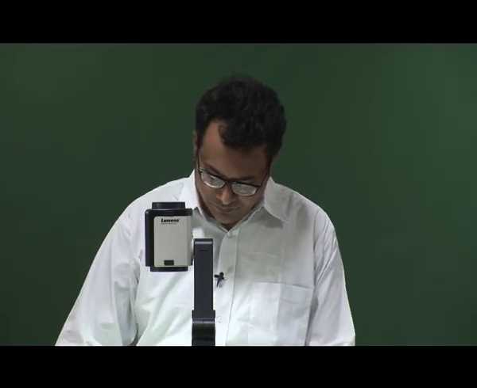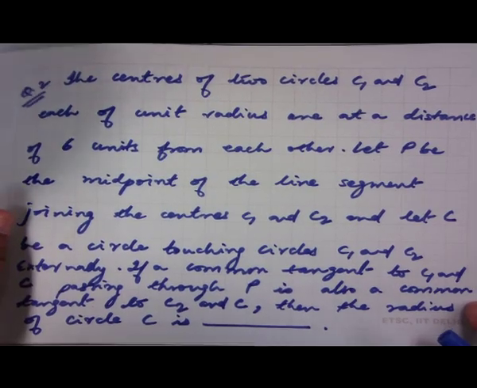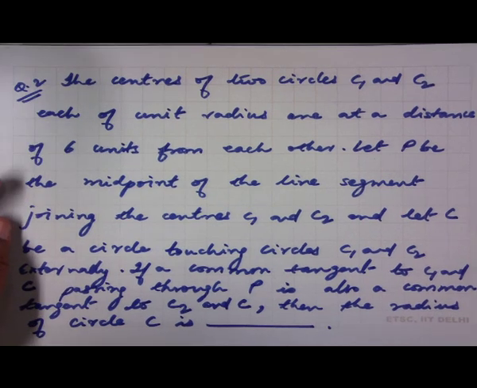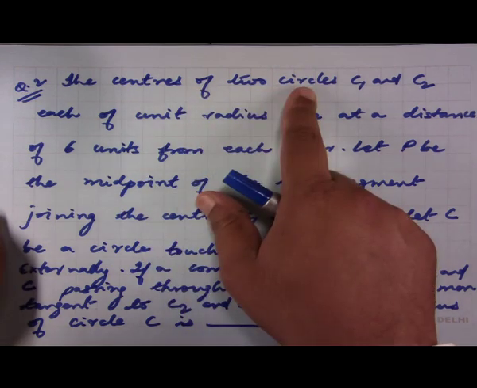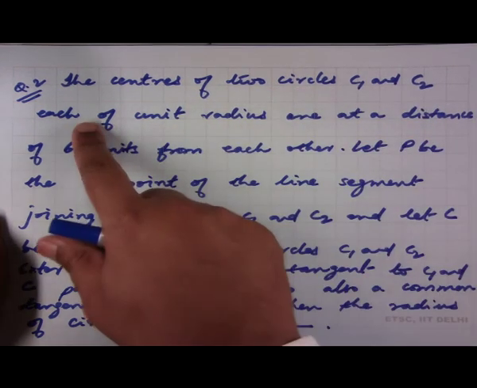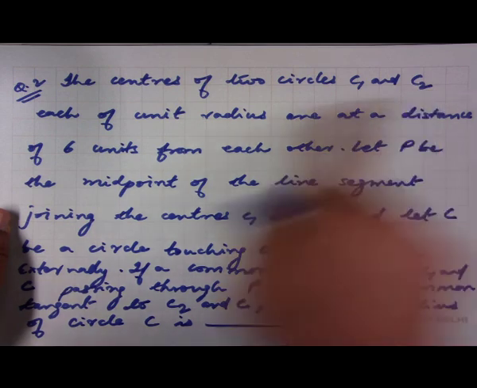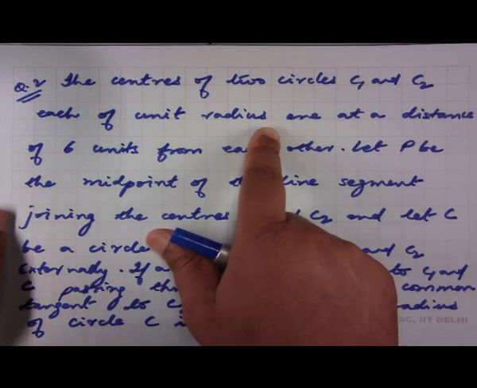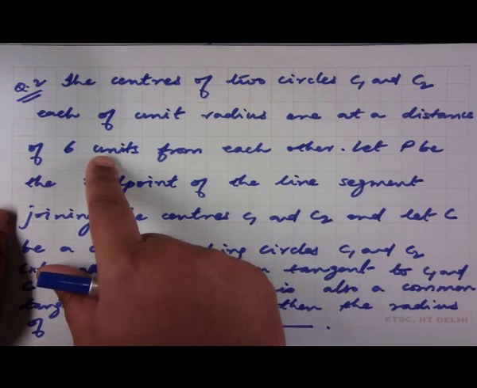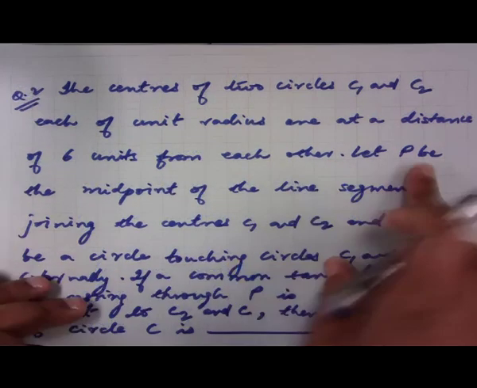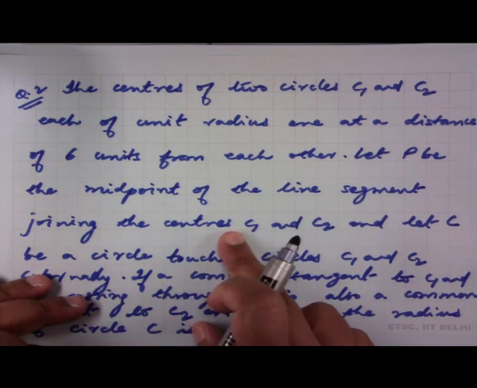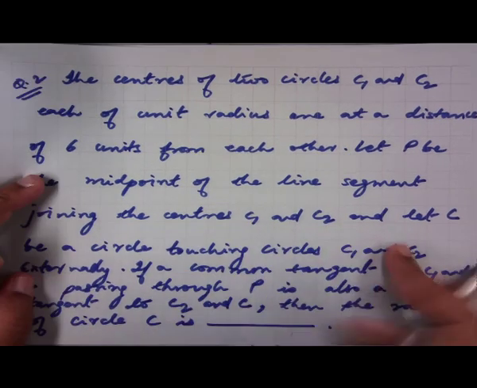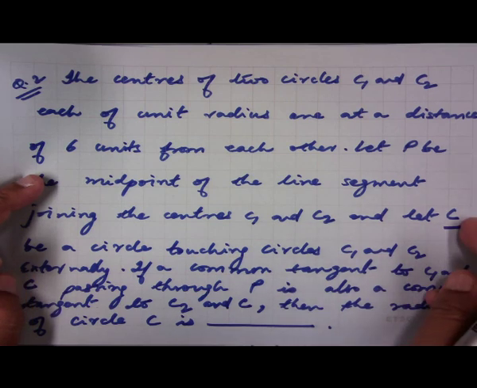So, let us take another problem related to common tangents between two circles. In this next problem, it is given that the centers of two circles C1 and C2, each of unit radius, are at a distance of 6 units from each other. Let P be the midpoint of the line segment joining the centers C1 and C2.